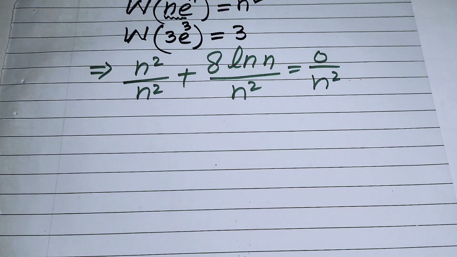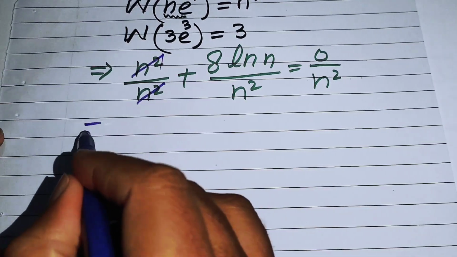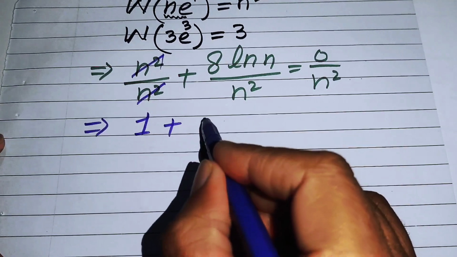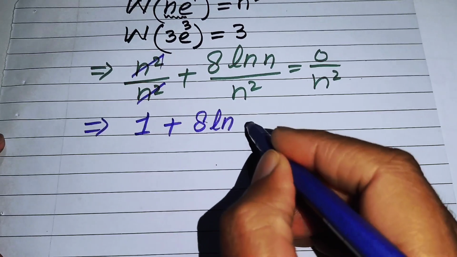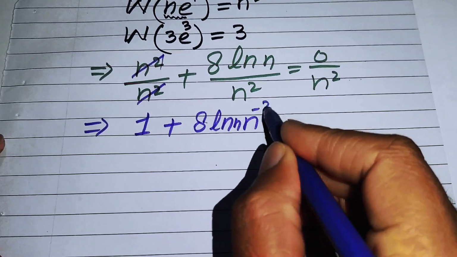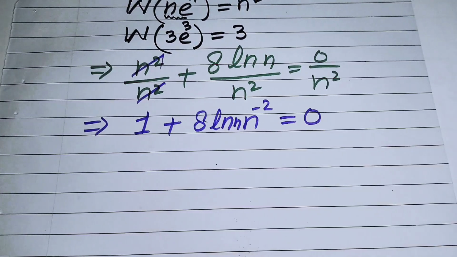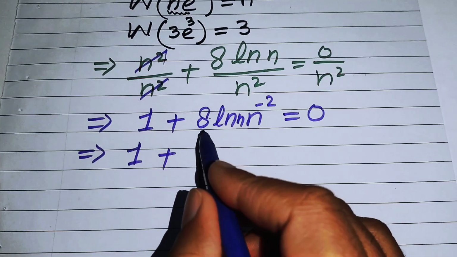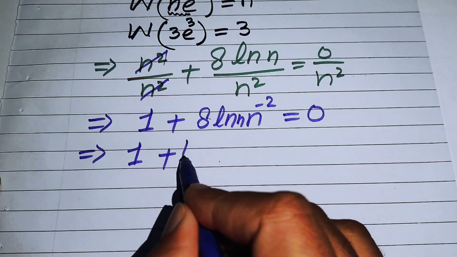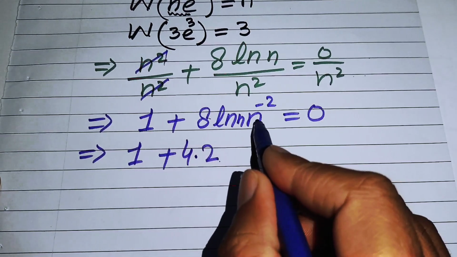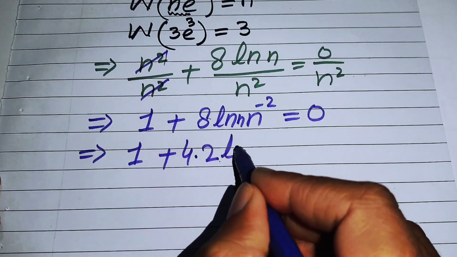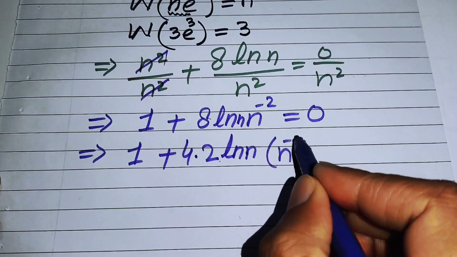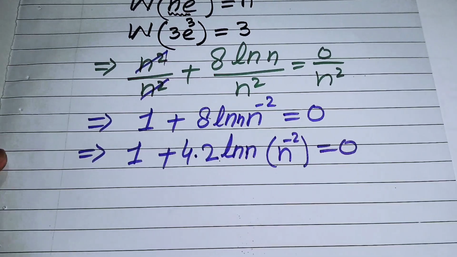In the next step, these n squared cancel each other, and we obtain 1 plus 8 times ln of n times n to the power of minus 2, and this whole equals 0. In the next step we rewrite this expression: we can write this 8 as 4 times 2 times ln of n, and we have n to the power of minus 2, and this whole equals 0.